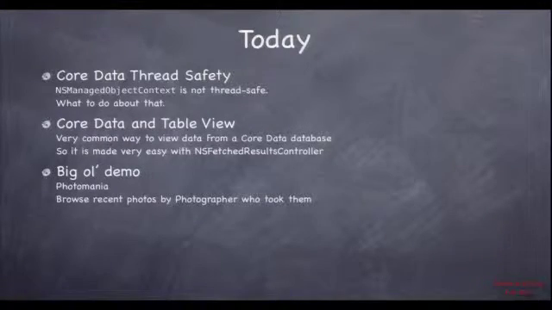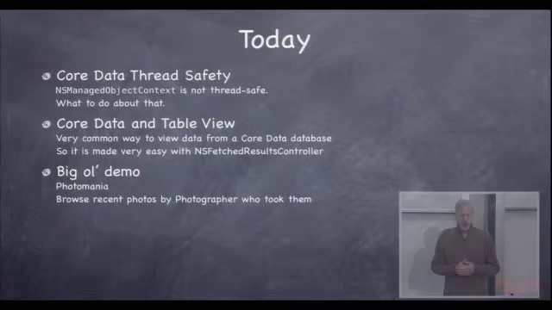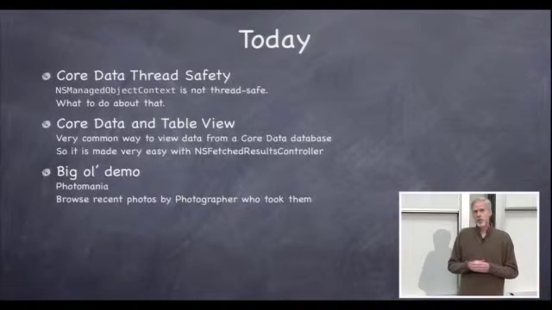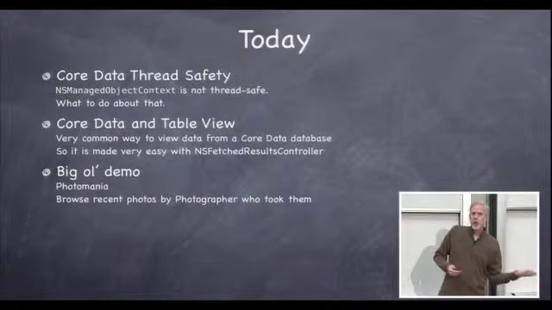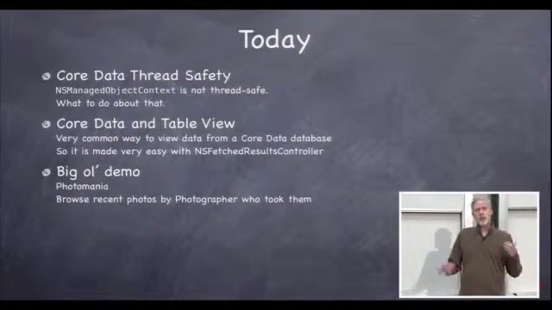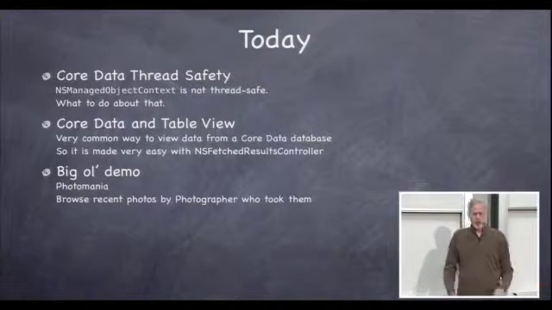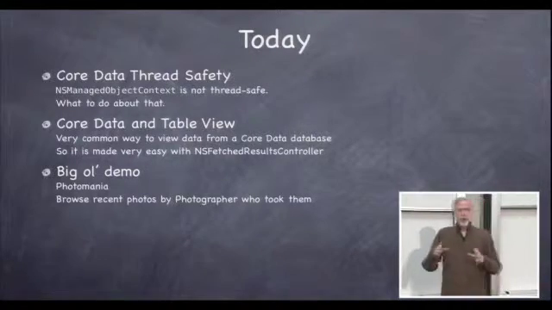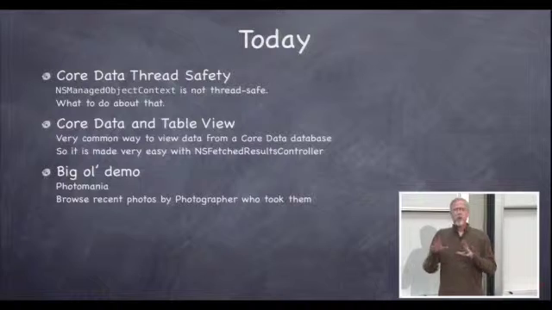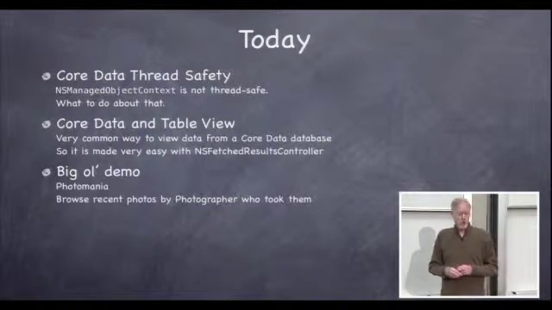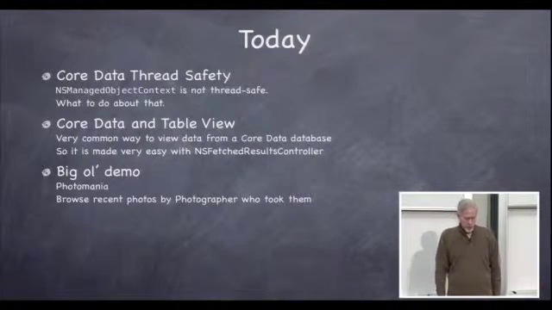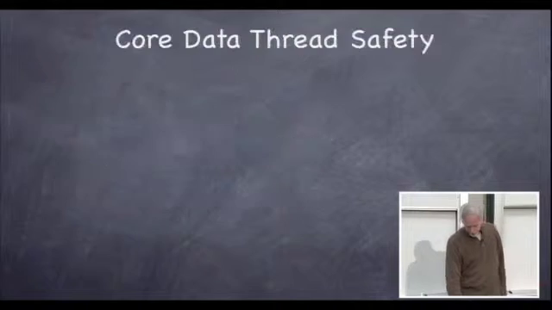First, I'm going to have one slide where we're going to talk a little bit about Core Data's thread safety, because you have a multi-threaded app in assignment 5, and you're going to be doing some stuff in assignment 6, and you want to make sure you understand what you can do in another thread and not. Then we're going to talk about Core Data and table views. Table views are one of the most common ways to look at data that's stored in a Core Data database, and so there's some magic in iOS to make that just happen automatically. And then the big old demo.